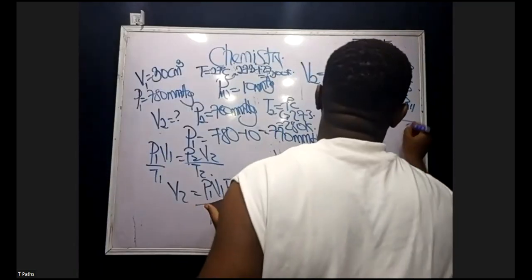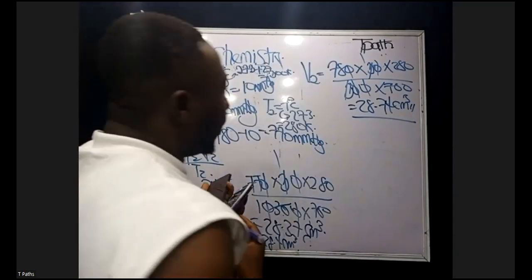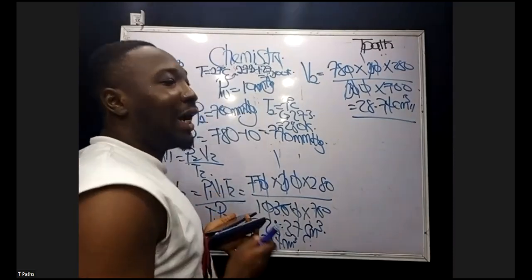28.74 is not even there in the options. 28.4 is there. So you can see now you need to know all these things, so you will know the right thing to use.